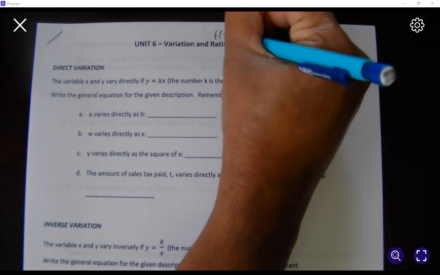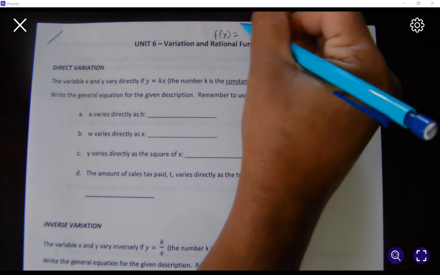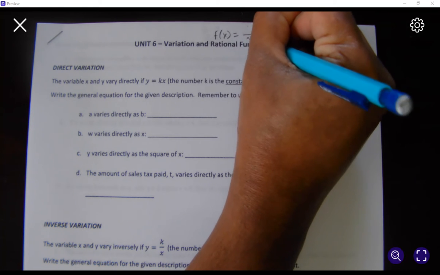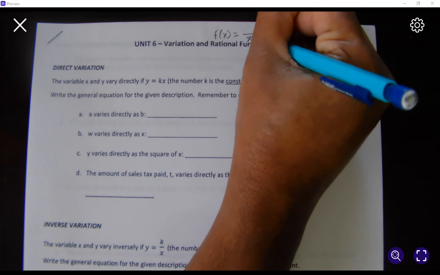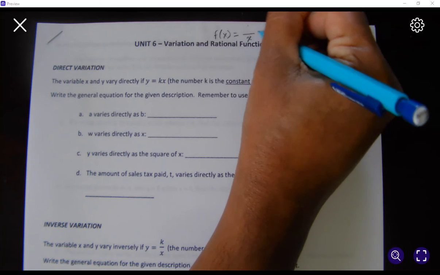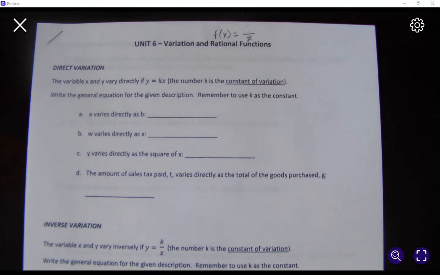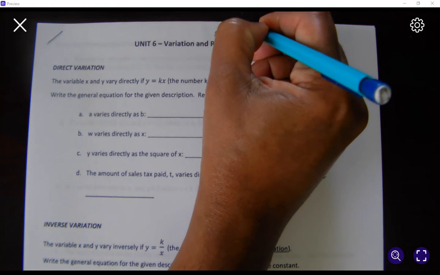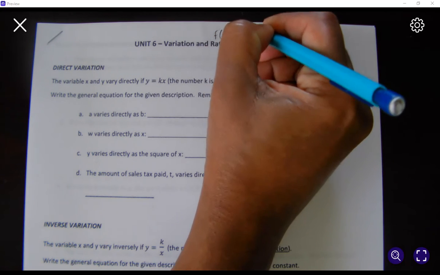Rational functions basically have a fraction, so generally you should see an x in the denominator, just not x by itself. Sometimes we have really different types of functions here, and then you'll see a number or letters at the top.